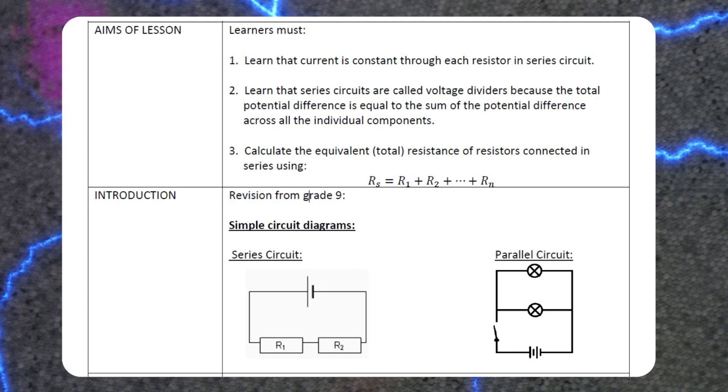Learn that current is constant through each resistor in a series circuit. 2. Learn that series circuits are called voltage dividers because the total potential difference is equal to the sum of the potential difference across all the individual components. 3. Calculate the equivalent total resistance of resistors connected in series using R = R1 + R2 + ... + Rn.